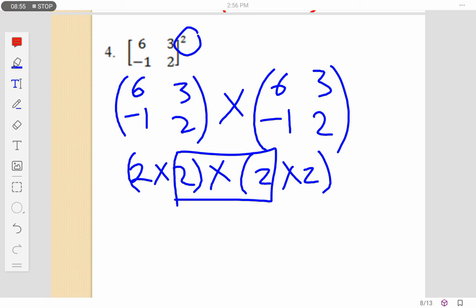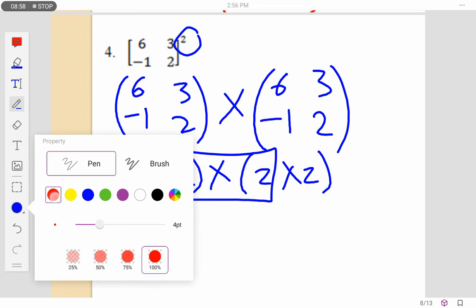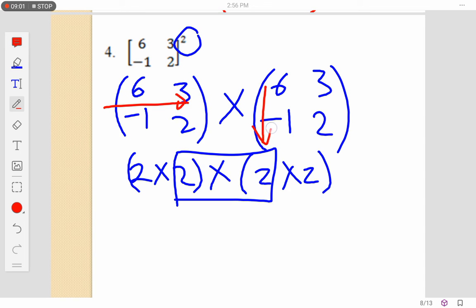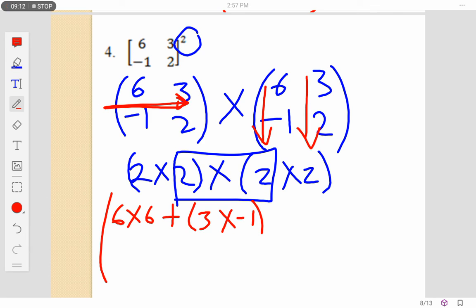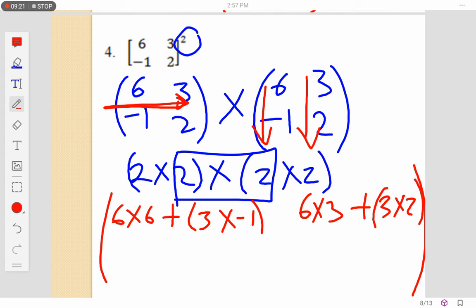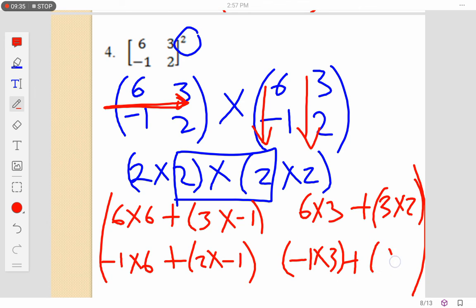So let's multiply now. We are going to do the same thing, row by column. If we do that, we'll get 6 times 6 plus 3 by minus 1. Then for the row by the second column, I'll get 6 by 3 plus 3 by 2. On the next stage, I've got minus 1 by 6 plus 2 by minus 1. Then the last one, minus 1 times 3 plus 2 by 2.